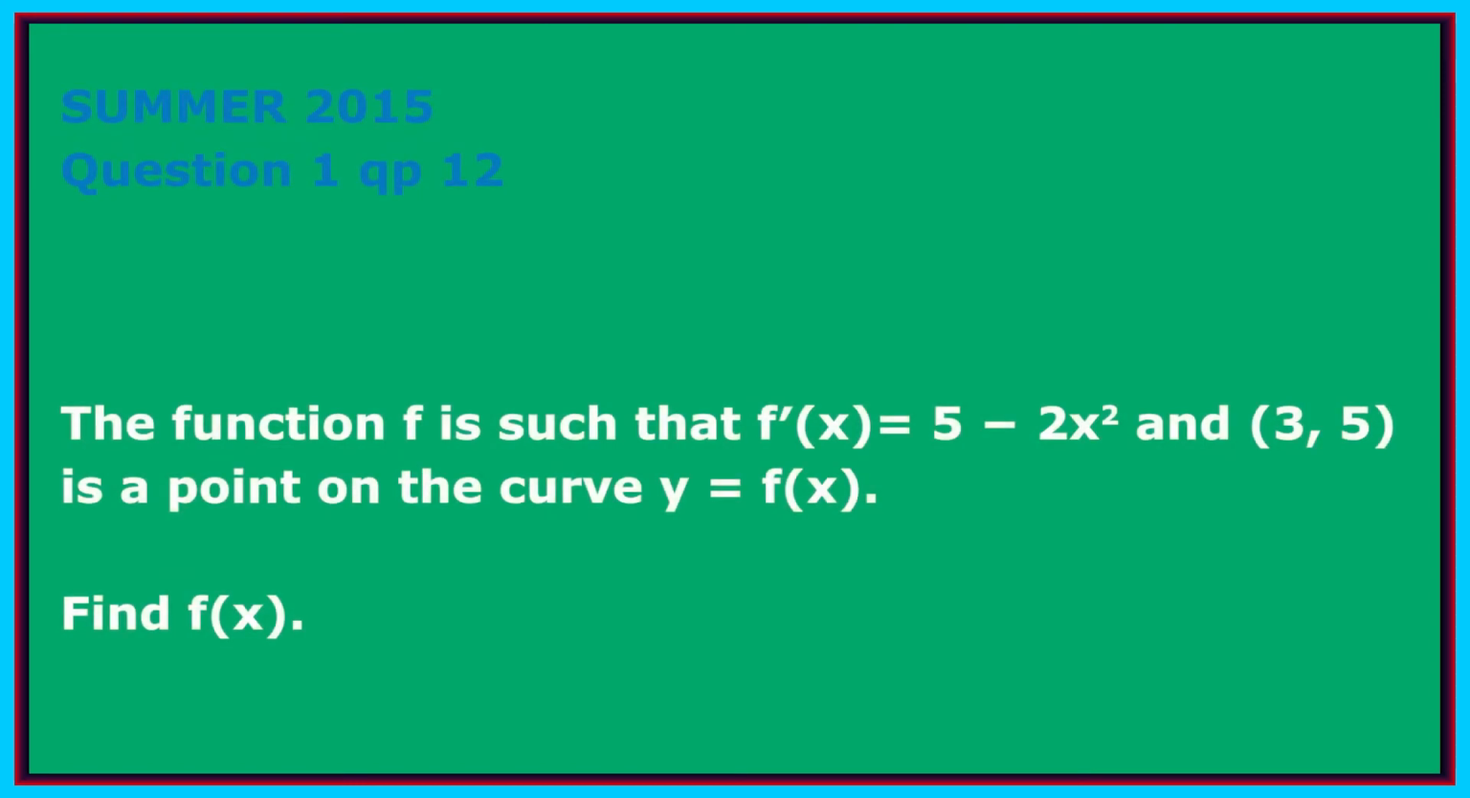Question 1, QP12, summer 2015. The function f is such that f prime of x is equal to 5 minus 2x squared, and (3, 5) is a point on the curve y equals f of x. Find f of x.